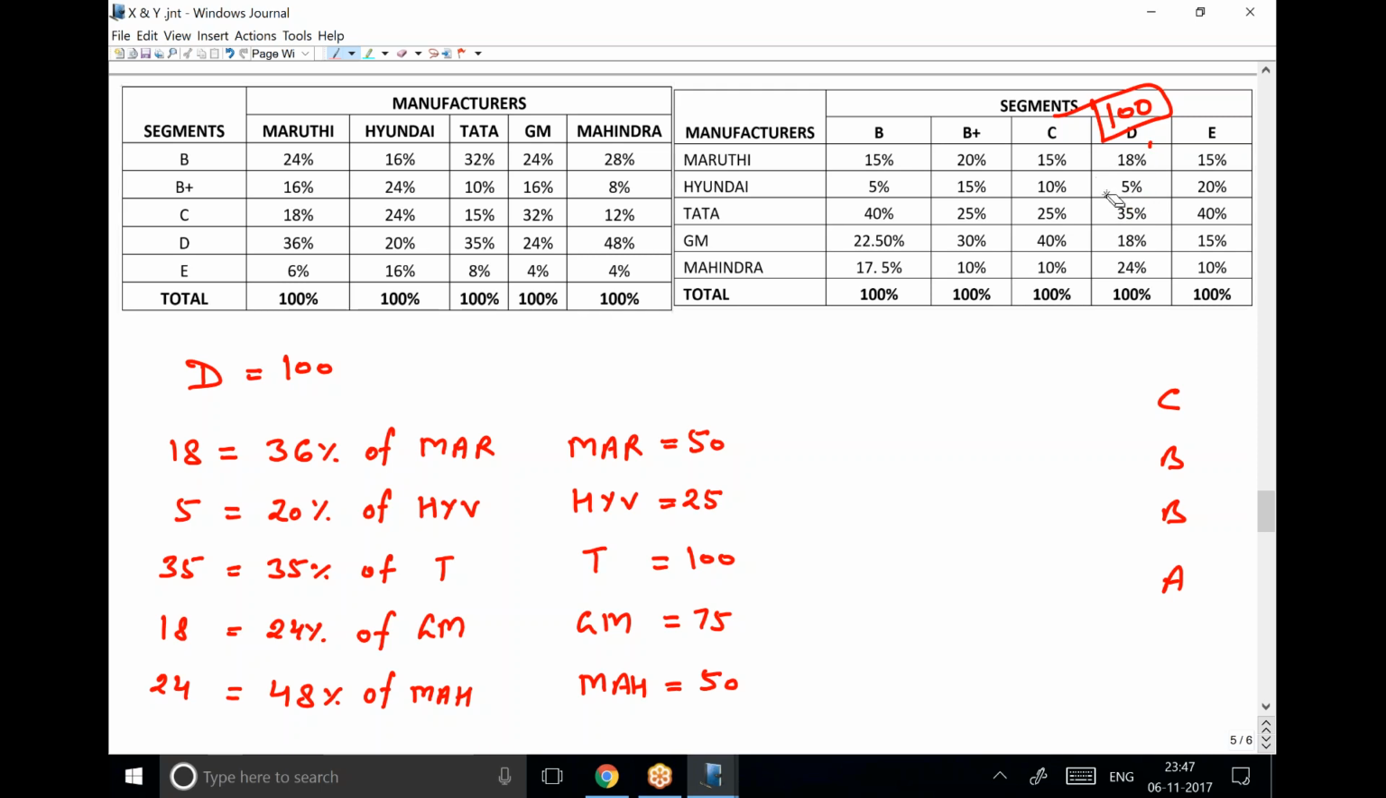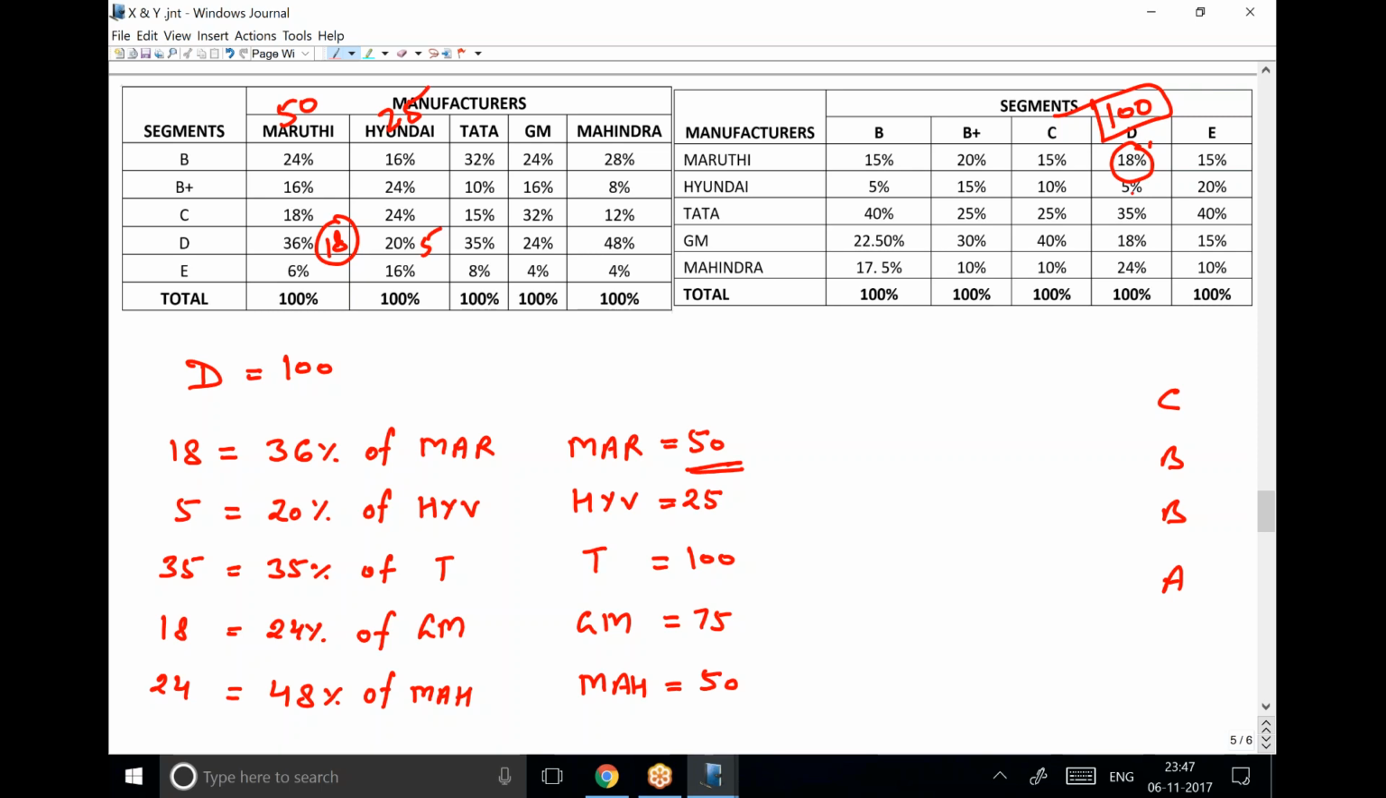When I fix this as 100, Maruti is given to us as 18 in the D segment. If you look at the D segment, 36% should be equal to 18. Of what number is 36% equal to 18? It comes out to be 50. So this is given to us as 50 here. Similarly, in the D segment Hyundai is 5, so 20% of some number is equal to 5, then that number has to be 25.